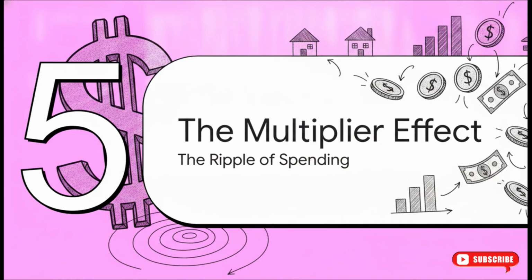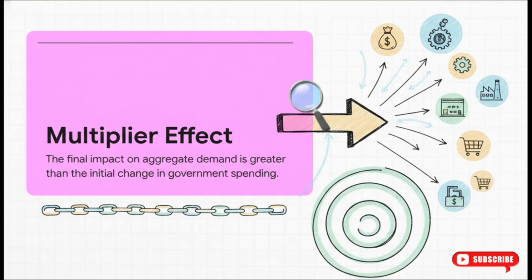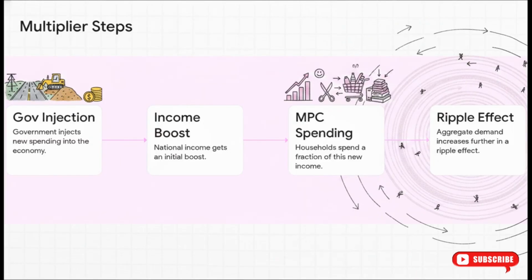The ripple of spending. But here is the secret to why governments absolutely love expansionary spending. It's called the multiplier effect. It's this amazing phenomenon where the final impact on aggregate demand is actually significantly greater than that initial injection of government cash. It's not a simple one-to-one ratio. A single government stimulus creates this wild chain reaction of economic activity as the money bounces around the economy. Let's walk through how this builds step by step.